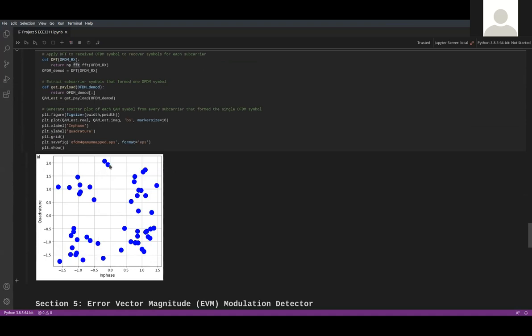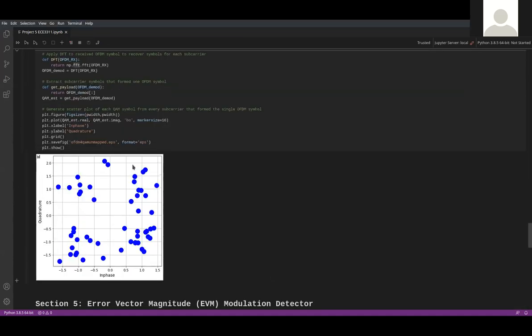Every one of these points is a QAM symbol that got distorted by the channel during the OFDM transmission. It's not a series of QAM symbols that got transmitted on one subcarrier. Remember, the way this works is I'm sending, in this case, 52 QAM symbols simultaneously across a noisy channel by modulating them using an IFFT, right? And we get this.